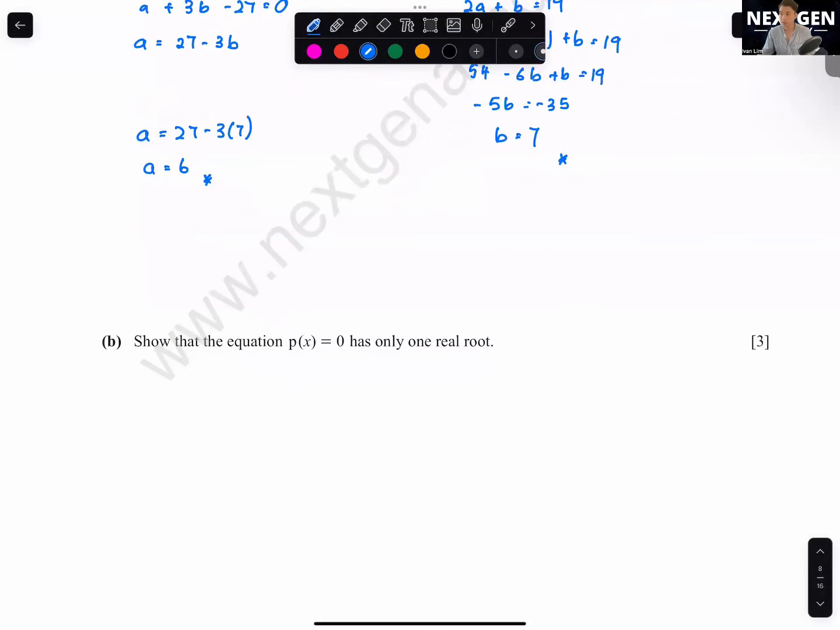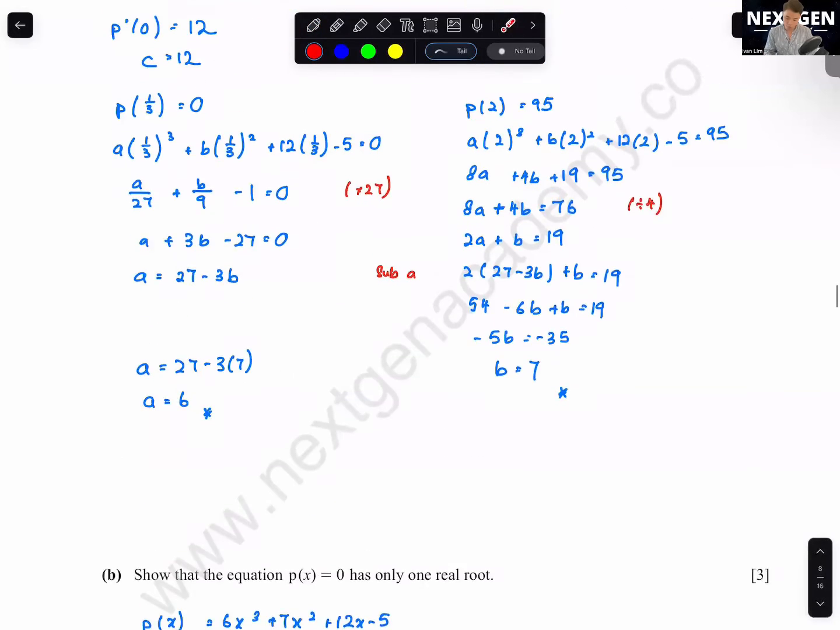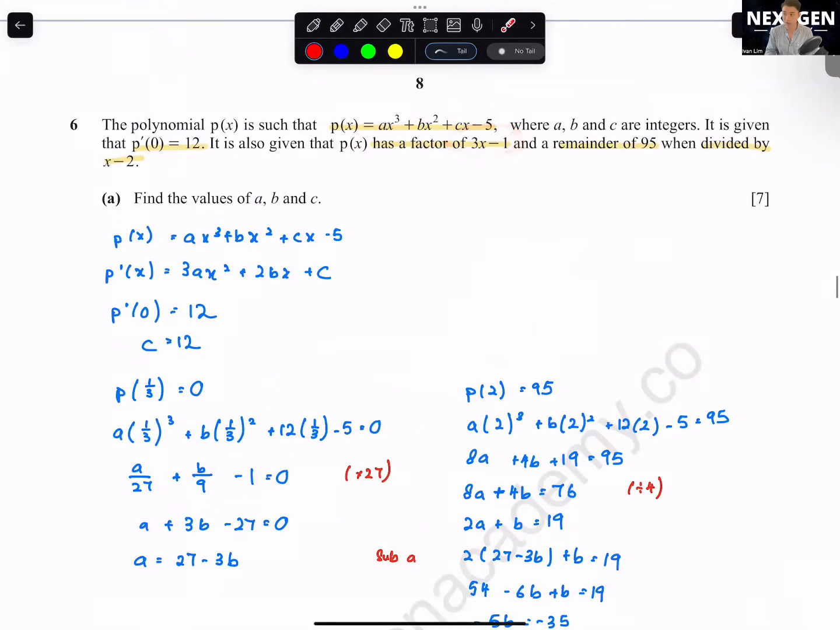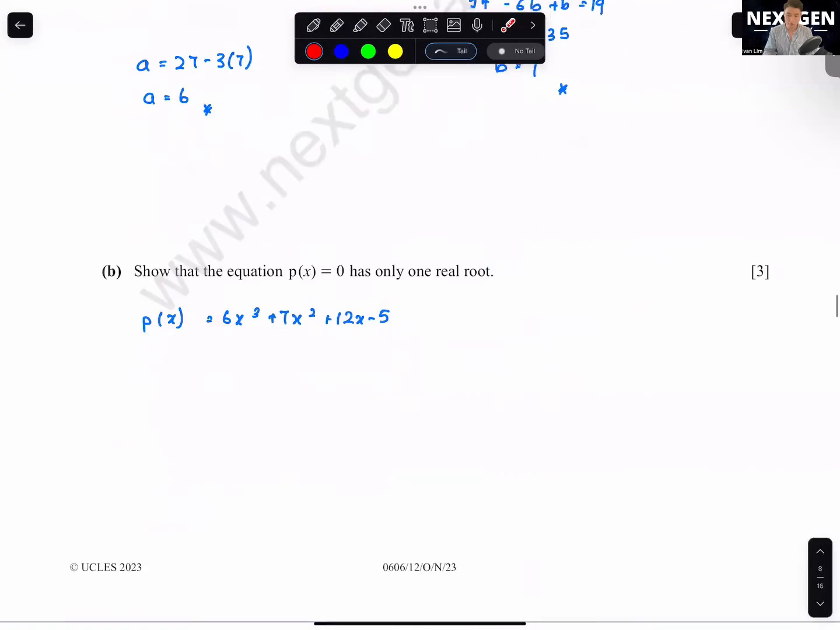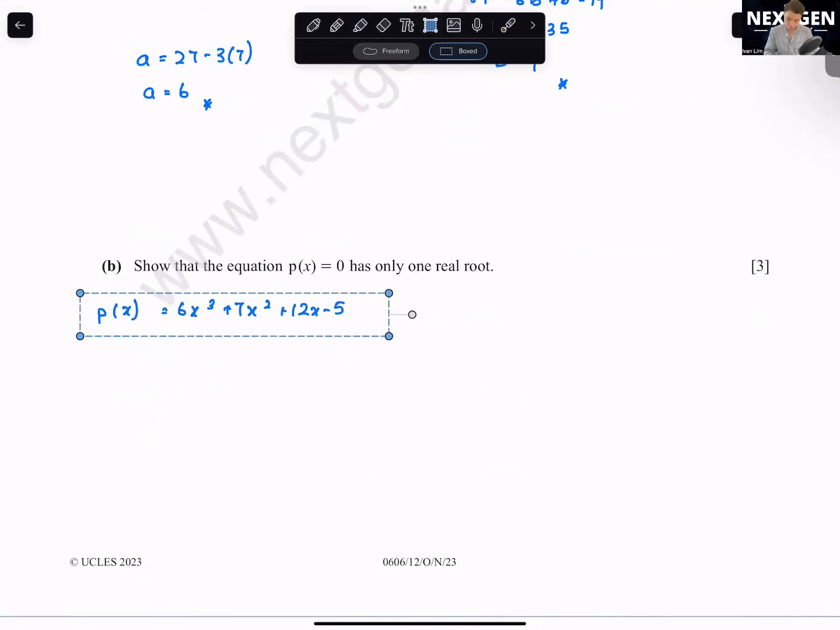Okay, question B. Show that the equation P(x) equals 0 has only one root. So we write down the equation first. P(x) equals 6x cubed plus 7x squared plus 12x minus 5. Only one root. What can we get from the question first? We know one of the roots already, which is this factor here, 3x minus 1. So how do I prove it? You need to do long division.